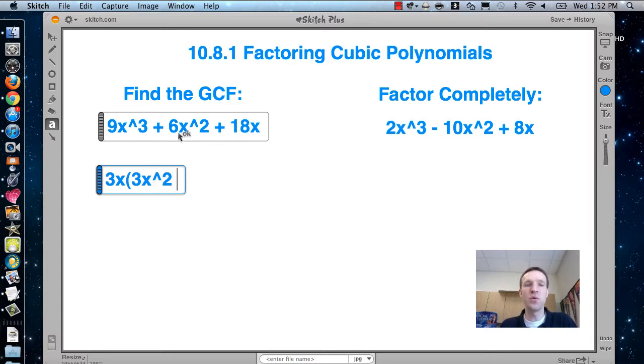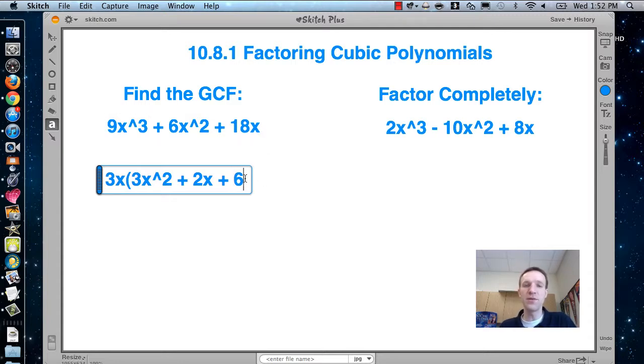And 3x times what gives you 6x squared? Well, that's going to be another plus 2x. And 3x times what gives you 18x? Well, 3 times 6 is 18, so another plus 6. And we don't have to add an x because we already got the x here.